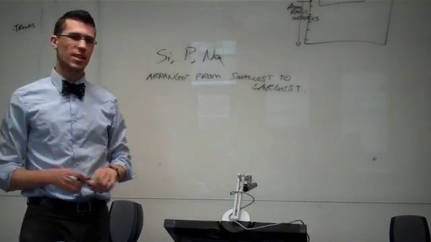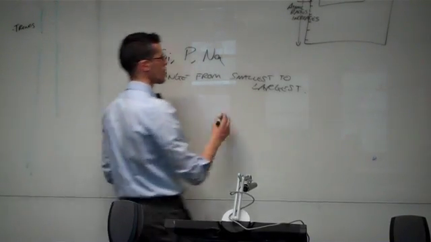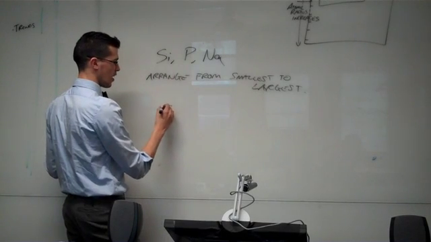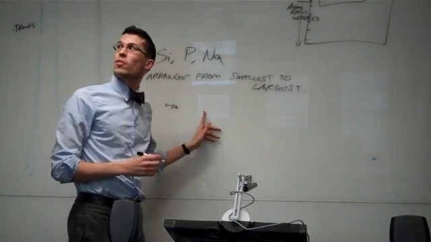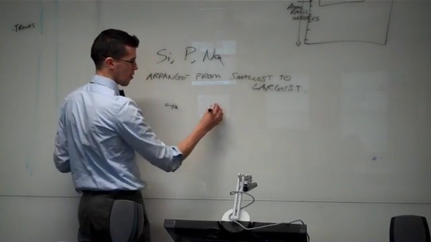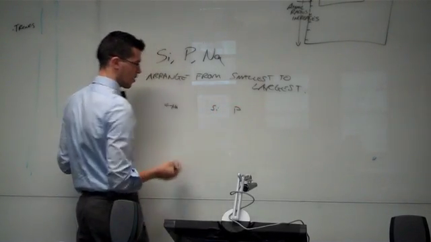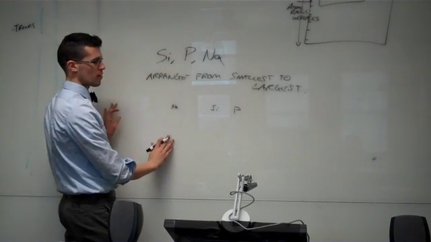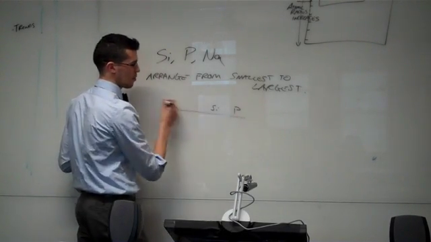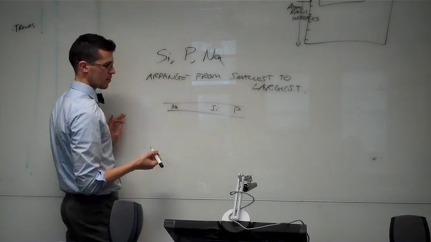So if you look at your periodic table, you see that sodium is farthest to the left, so that's sodium over here. And we got what's in the middle, silicon, right? And phosphorus over here. So this is what it looks like on the periodic table. They're all in the same row.